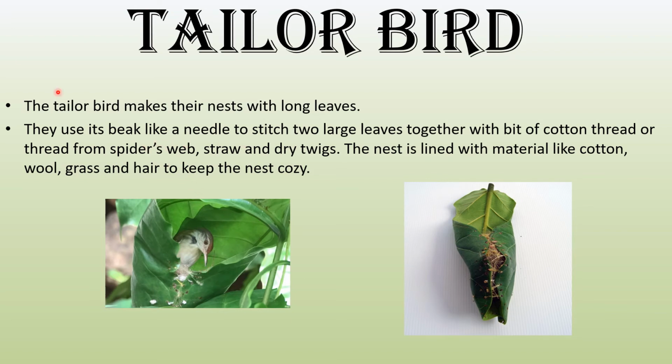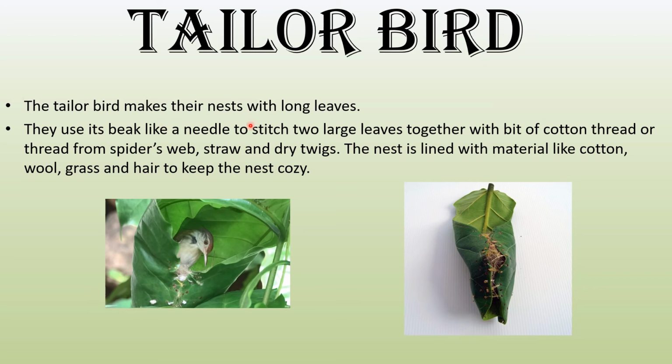Then it will stitch the two leaves together with a cotton thread or spider web thread. And they will use materials like straws and twigs. Inside the nest, they will keep materials like cotton, wool or grass to make them comfortable. The nest must be comfortable, then only they can sit or lay eggs.